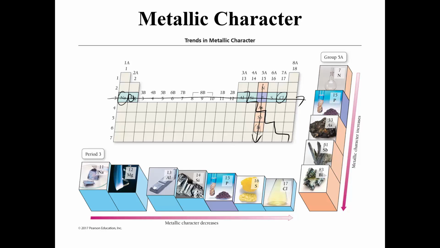But that's also true for group 1 here, right? Where they all are metals except for hydrogen. And so there's a metallic character increase within a group and a decrease within the period, right? So just as shown here.